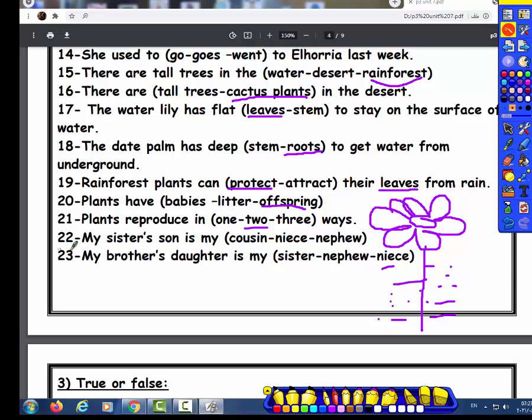Okay. Number 22, my sister's son. My sister's son, or my brother's son, means nephew. Sister's son or brother's son means nephew. PH here is pronounced like F. Number 23, my brother's daughter. Yes, daughter. My brother's daughter or my sister's daughter is my niece.